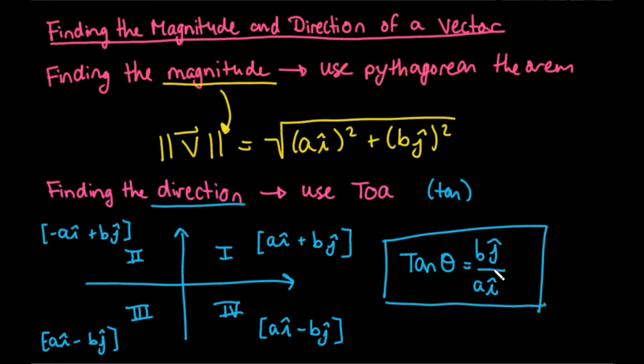Now, this angle is not necessarily going to be your direction. You may have to adjust things depending on the quadrant you are in. That's why we have this here. This just gives us the angle with respect to the horizontal. And you'll see what I mean in a couple of minutes when I do an example. So let's get right to that.